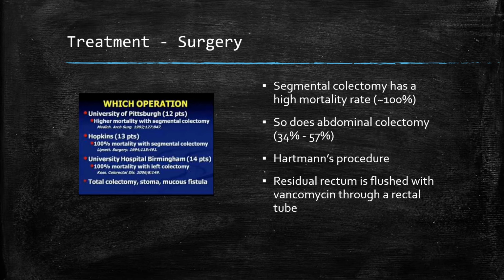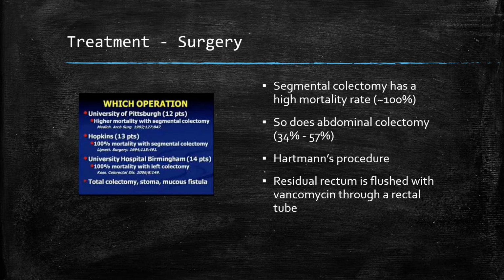Of course, the more radical procedure, a total abdominal colectomy with a stoma and either a mucus fistula or a Hartmann's pouch, also is associated with a very high morbidity and mortality rate. Nevertheless, if you have to operate on one of these patients, removing the entire abdominal colon is the way to go. Of course, you still have to deal with the residual rectum. That has disease as well.